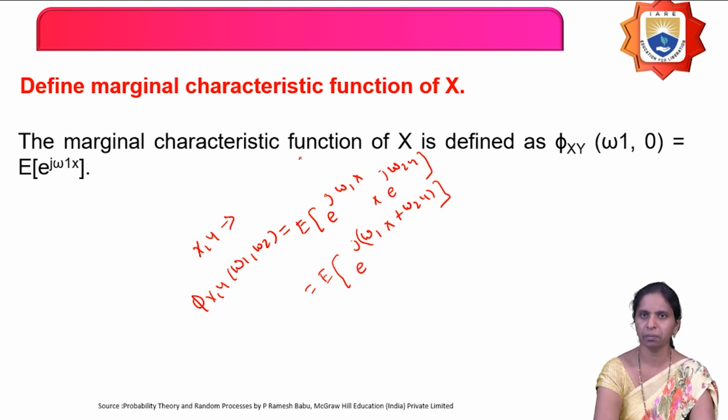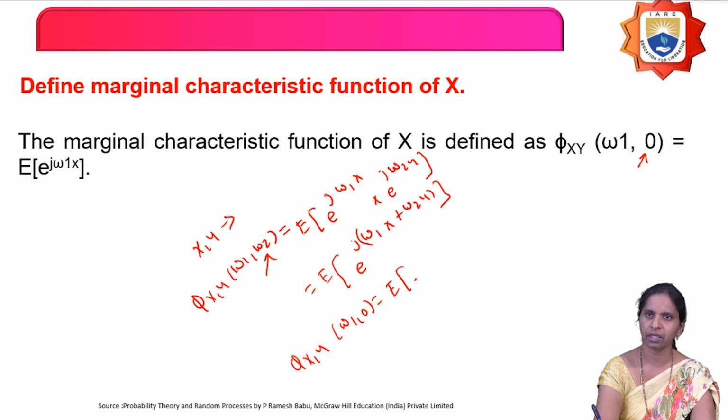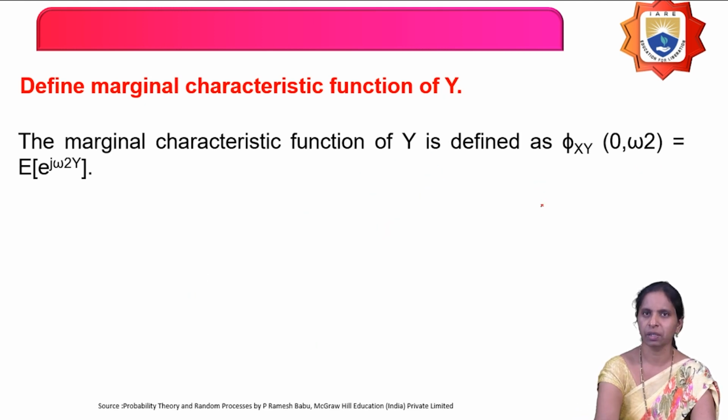Now, how can you obtain the marginal characteristic function of the random variable x? By keeping omega 2 equals 0. So in this equation, substitute omega 2 equals 0. Then Phi xy of omega 1 comma 0 is nothing but expectation of e power j omega 1 x. Therefore, this is called the marginal characteristic function of the random variable x. In a similar manner, by keeping omega 1 equals 0 in the joint characteristic function, you can obtain the marginal characteristic function of the random variable y.